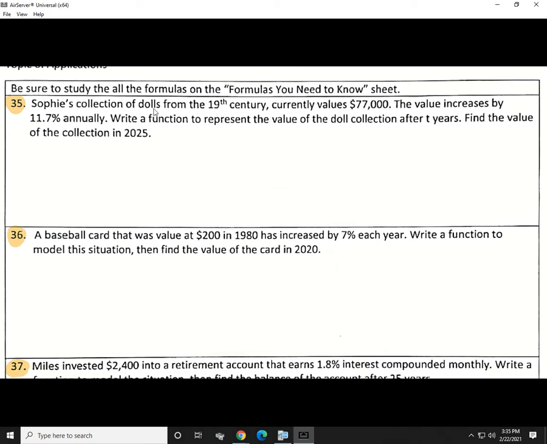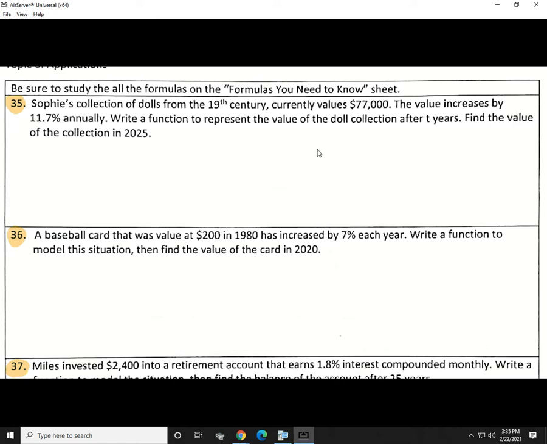So this says Sophie's collection of dolls from the 19th century currently values $77,000. The value increases by 11.7% annually. Write the function and then find the value in 2025.